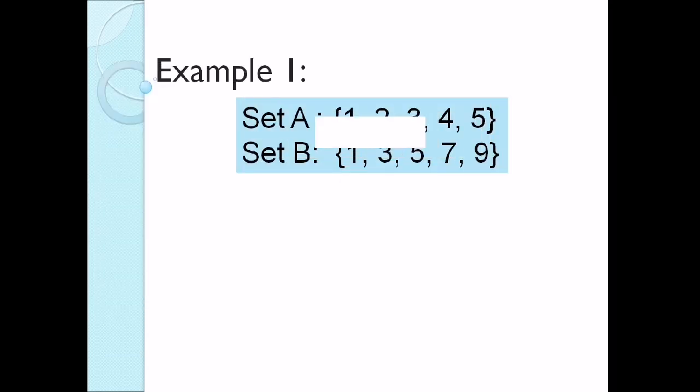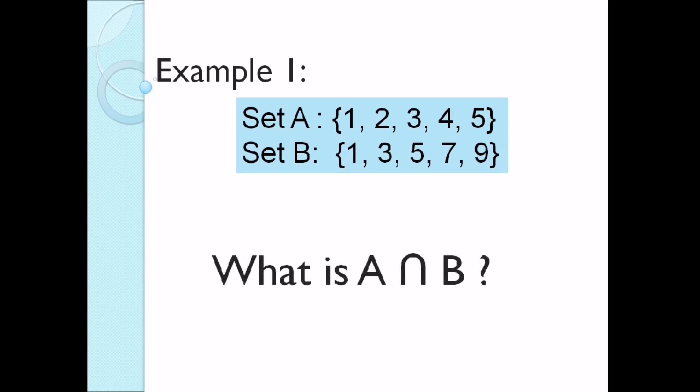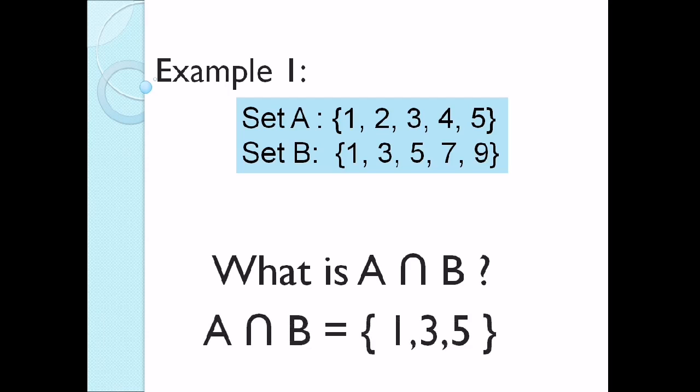So let's have example 1. This is the given set A and set B from earlier. We need to find A intersection B. So what do they have in common? What are the common elements in A and B? So A intersection B is 1, 3, and 5.